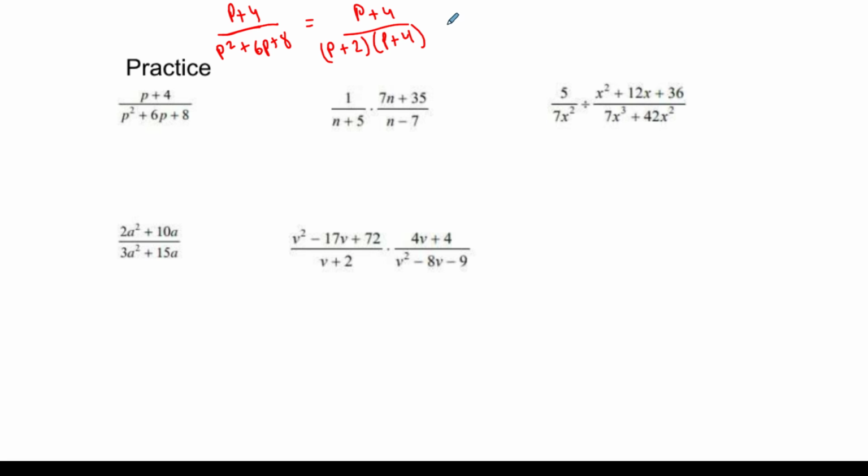Okay, so let's think about what our excluded values would be. Our excluded values are what we get when we set these bottom factors equal to 0, right? So my excluded values would be if p was -2 or p was -4.